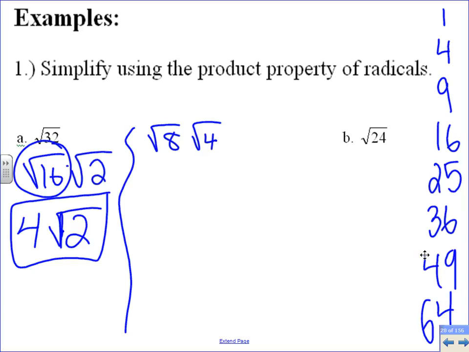So that's using the largest perfect square. Let's use just the random square root of 8 times square root of 4. Circle the square root of 4. It's perfect. The square root of 4, Donatus, is what? Adam, you with me? Rewrite the square root of 8. Why is this not simplified yet?